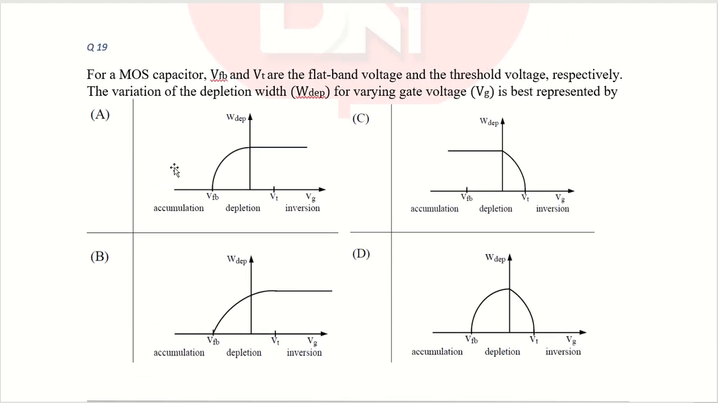This is a very good question. I have taught you guys in electronic devices. It is saying that VFB and VT are the flat band voltage and threshold voltage. The variation of depletion width, that will be how? Before this VFB there will not be any depletion width. So C is anyway wrong. It will be varying slowly, and then after VT, after threshold voltage, it will become constant. So that is going to give you only option B. So 19 is B. B for Bombay.